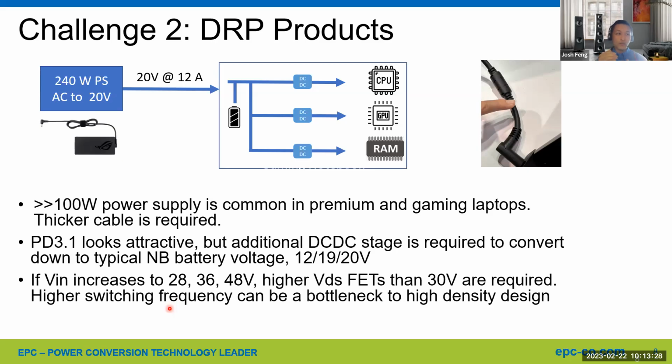And furthermore, if the input voltage increases in the future to 28, which is already happening, 28 volts already happening, and in the near future 48 volts, again your higher breakdown voltage MOSFET device definitely needs to be more than 30 volts. And when you go above 30 volts, a 20 or 30 volt device has a pretty good figure of merit for fast megahertz switching. But as you go above that, to 40, 80, hundreds of volts, higher switching frequency can really be a bottleneck, especially in higher density designs.